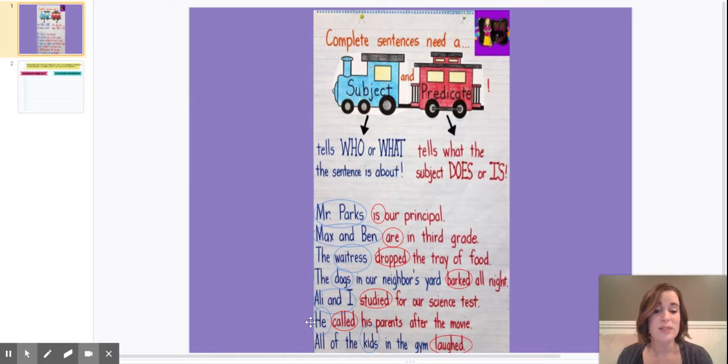Next one says, he called his parents after the movie. He is the subject, and called is the predicate. The complete predicate is called his parents after the movie. And the last sentence says, all of the kids in the gym laughed. Kids is the subject, and laughed is the predicate. The complete subject is all of the kids in the gym, and then the complete predicate is laughed. So you need both of those parts to go together to make a complete sentence.